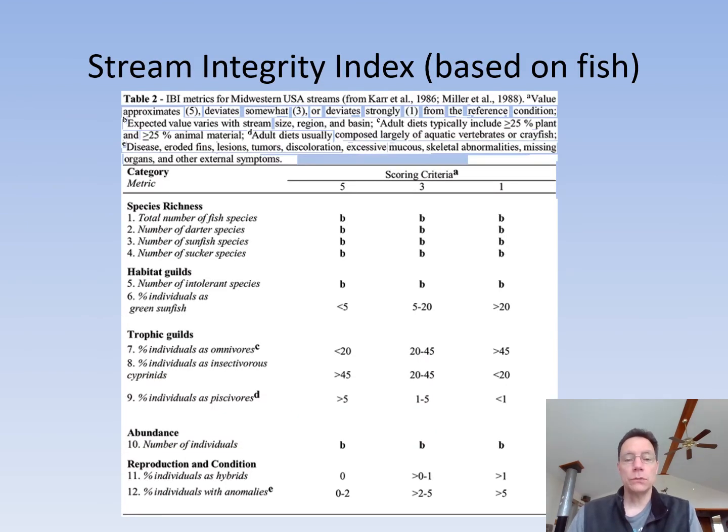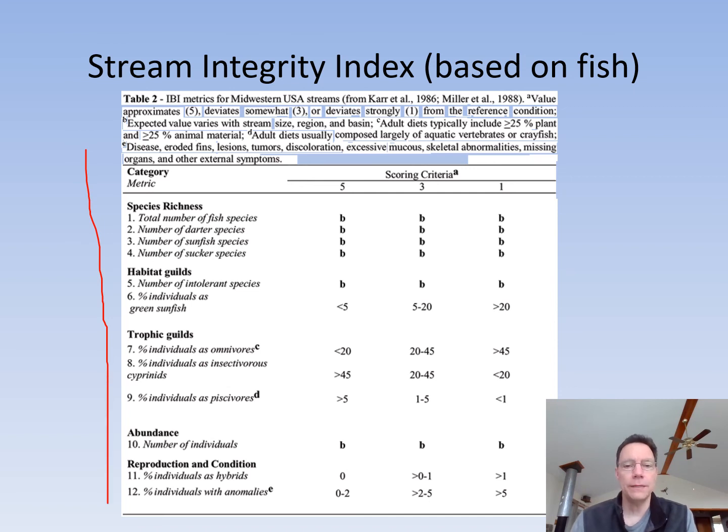So you can restore streams, but that doesn't always mean that it's going to come back to the diversity it was before. There are lots of stream integrity indices out there. I gave you guys one that you could use out in the field that the Ohio EPA uses for your lab that's due next Wednesday. Here's another one that I think we've looked at in class before.